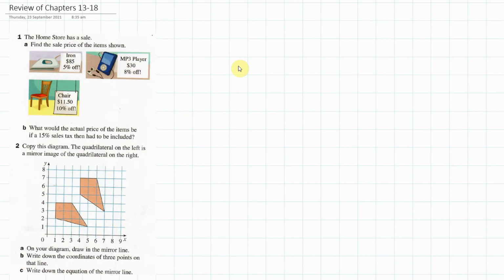I'm not going to do all of these for you because you should know how to do them, but I will just do 1A, the iron. If we've got 5% off, we could find 5% by multiplying by 5% and then subtract that from 85, but a simpler method would be to multiply by 95%, or 0.95. Hardly a great deal, but anyway, let's try that. So 85 times 0.95 gives me $80.75.